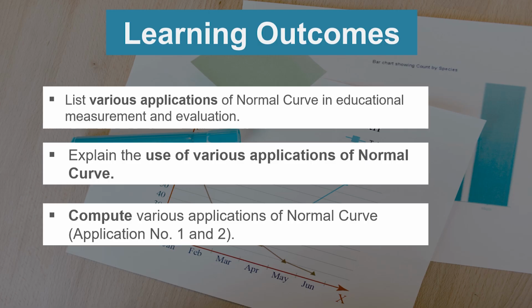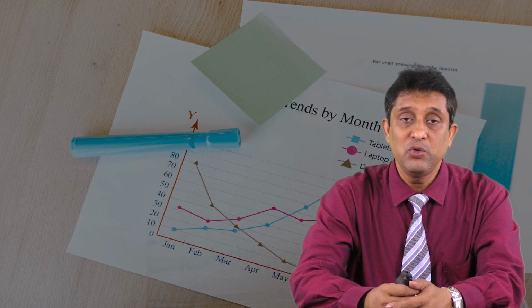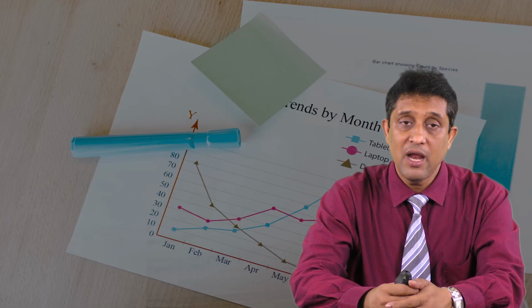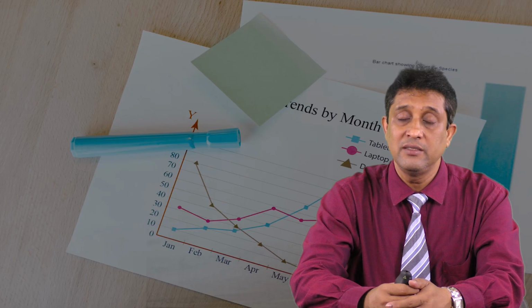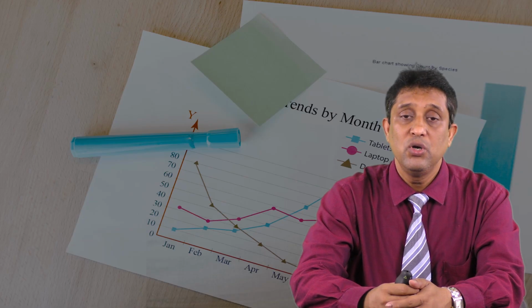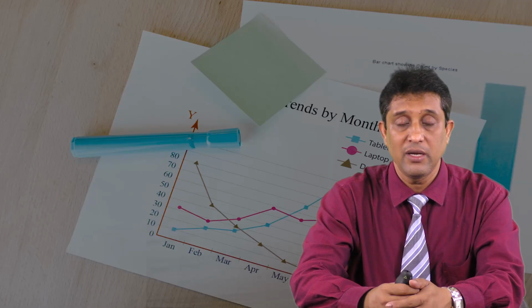In this lesson we will discuss 2 applications, that is application number 1 and application number 2, and in our next session, applications of normal probability curve part 2, we will discuss another 3 applications, that is application number 3, 4 and 5. I am very sure that after going through this video lesson you will be able to understand the different applications that we can use for analyzing students' results and students' data, and further you will be able to compute various applications of normal curve.